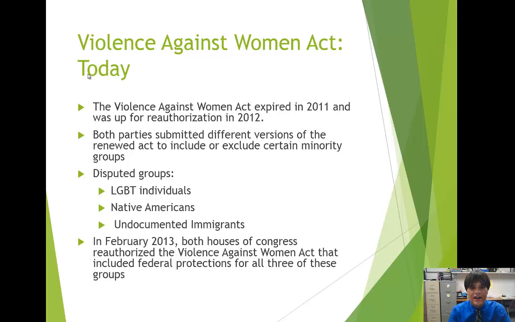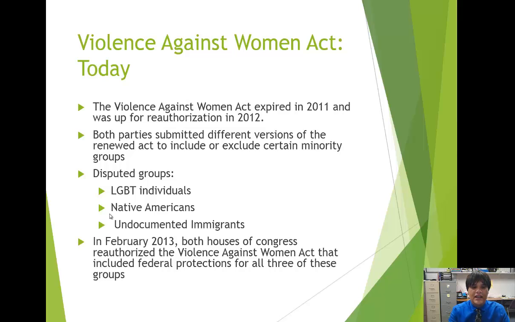It was up for reauthorization in 2012. Both parties submitted different versions of the renewed act to include or exclude certain minority groups. The disputed groups were such as LGBT individuals, Native Americans, and undocumented immigrants. It was argued about how these groups should be represented in terms of violence against women, because all of these groups face domestic violence and rape, and so how do we protect them?